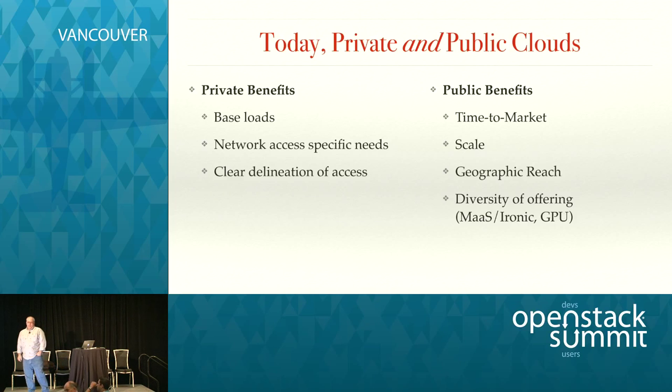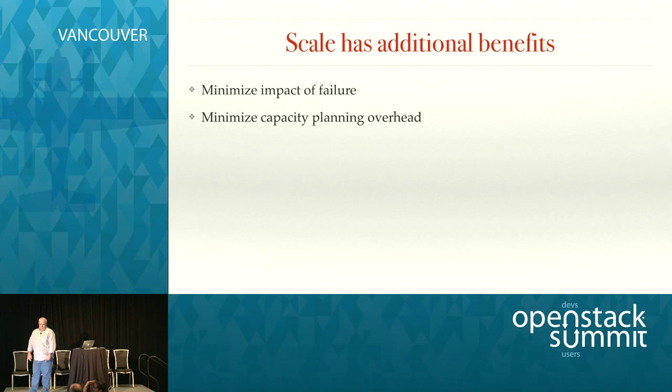And then diversity. Diversity is really, really interesting and important. There are things that my local providers don't have yet. Metal as a service or Ironic, for example. GPU instances, for example. And so these things are available in some of these third party providers. And so being able to say, okay, what would my media bridge look like if I ran it on metal versus running on virtual, and those types of things. So that's a big benefit.